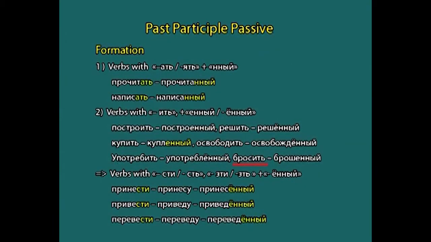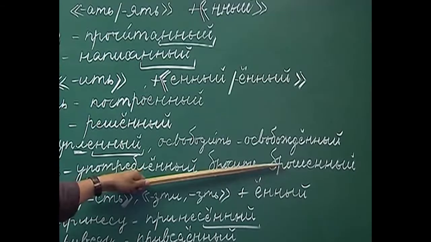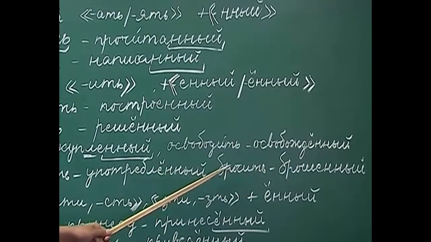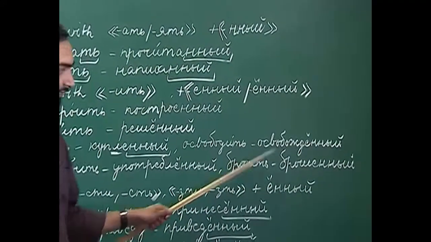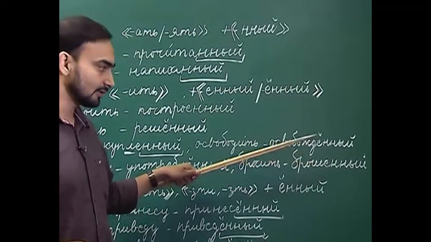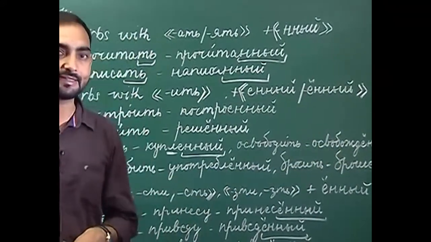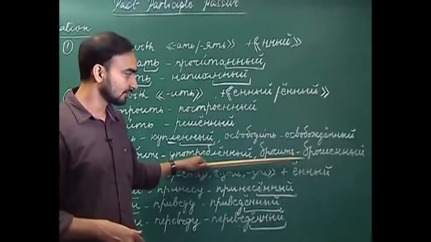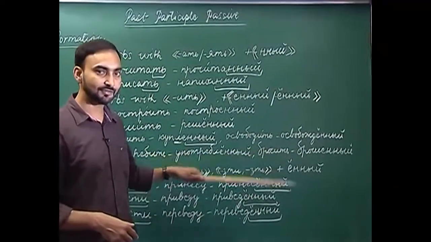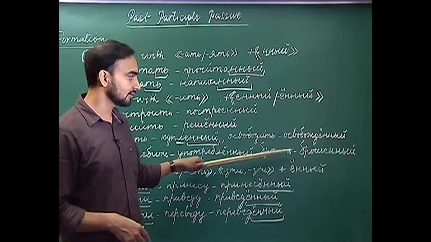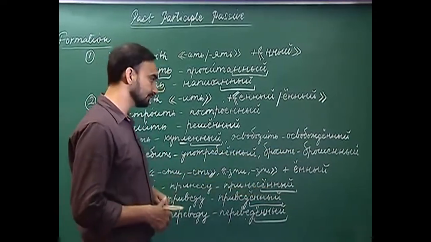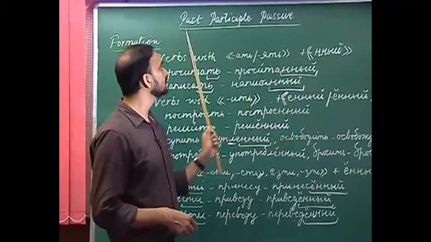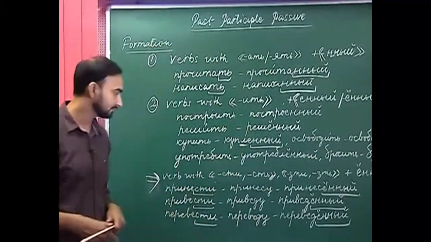Brosit. Brosit is to throw. Broshinni. So, here there is a change, there is an alternation of consonant. The s has changed to sh. Why? Because again with ya, when we conjugate brasich with first person singular number, we do the same alternation of consonant, which is carried forward in the past participle passive.